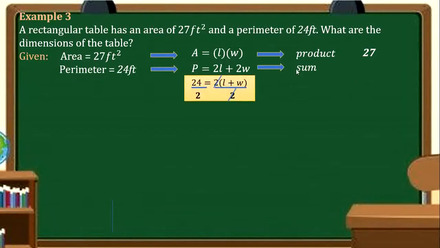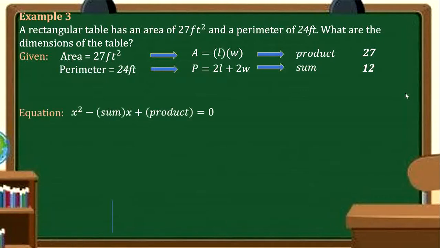And then, si perimeter, okay, so i-divide natin both sides of the equation by 2. So, we have 12. Okay? So, para makuha lang natin si L plus W, kailangan mawala yung 2 na nasa labas. So, nag-factor out 2 lang tayo para makuha natin yung sum na L plus W. So, kaya 24 divided by 2, the answer is 12. Okay? So, kaya ang product natin ay 27 and ang sum natin ay 12.